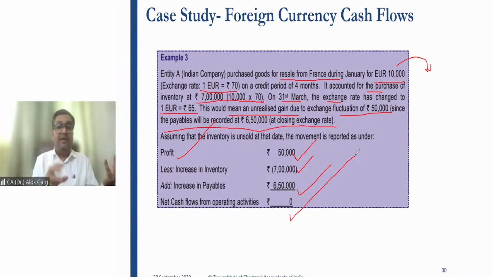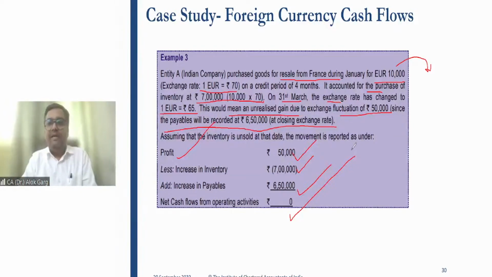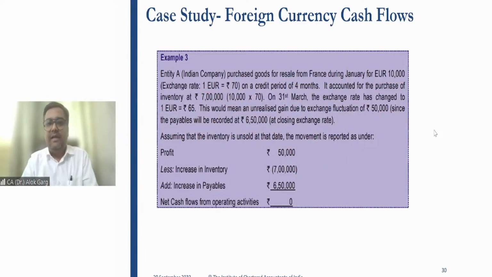And by the indirect method, if it had been prepared as per the direct method, we said that cash collection from customer zero, cash paid to supplier zero, net cash from operation zero. But since it is an indirect method, we have put the profit 50,000. Then we have adjusted your movement in working capital, which is this 7 lakh and 6,50,000, which gives you zero. Okay. I hope you guys have understood this thing now with the help of this illustration from ICAI study material.